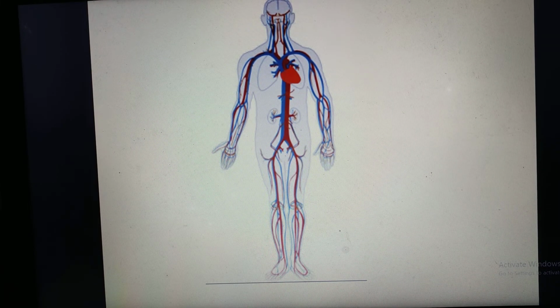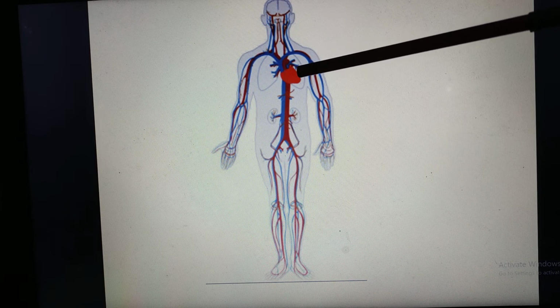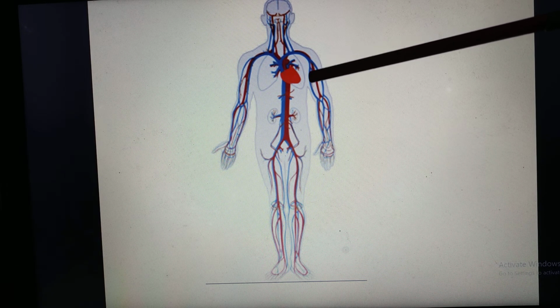Hi guys, welcome back. In this video we shall be talking about heart failure, right? So we have to understand that the heart is on the left side of the chest here, right? The function of the heart is to pump blood, right?